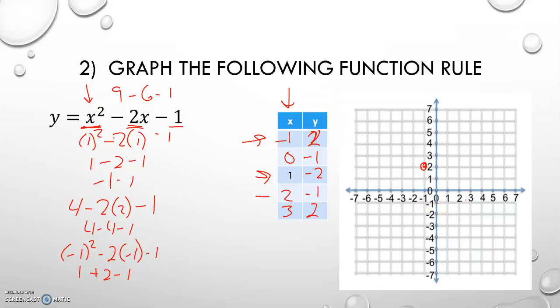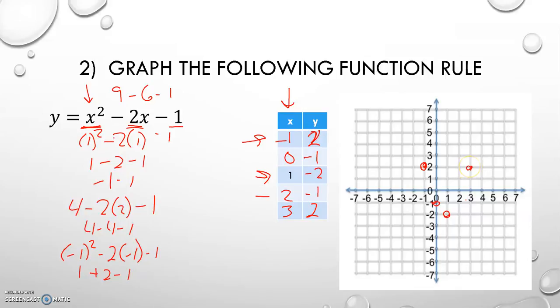Then we have a point, 0, negative 1, here. Then we have another point at 1, negative 2. I go over 1 and down 2. Then I have a point at 2, negative 1, which is here. Then I have another point at 3, over 3, and up 2, which is here.